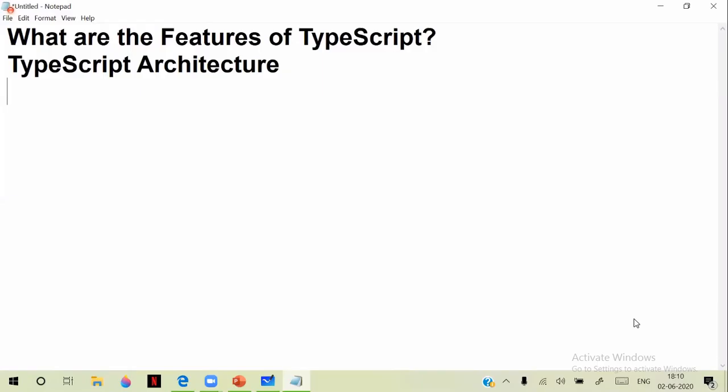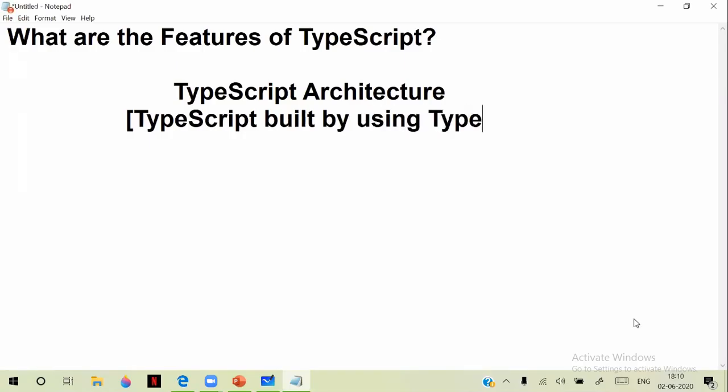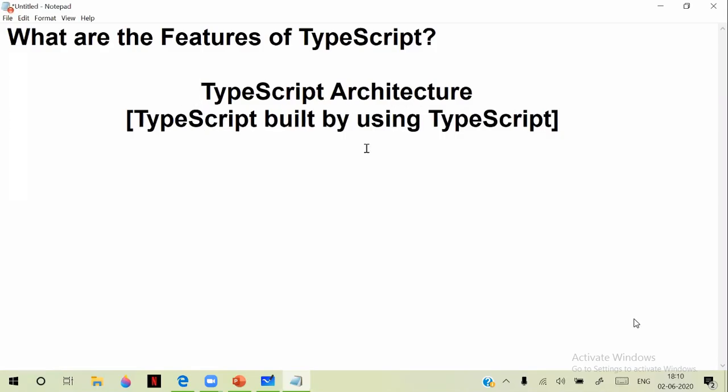In order to start working with TypeScript, you should know how TypeScript handles everything. The key point I told you is that TypeScript is built by using TypeScript. That means TypeScript is a language built by TypeScript itself. That means it supports all the low-level features which can directly interact with the compilers and hardware services.